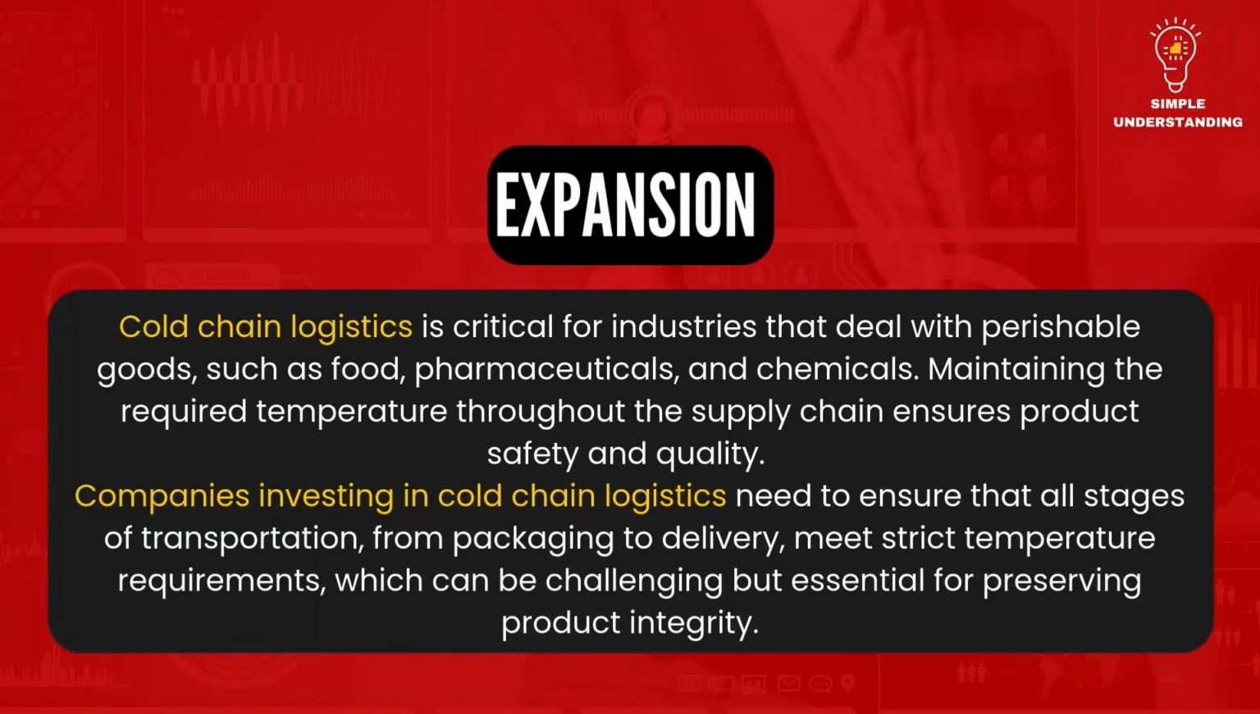Expansion. Cold chain logistics is critical for industries that deal with perishable goods, such as food, pharmaceuticals, and chemicals. Maintaining the required temperature throughout the supply chain ensures product safety and quality. Companies investing in cold chain logistics need to ensure that all stages of transportation, from packaging to delivery, meet strict temperature requirements, which can be challenging but essential for preserving product integrity.